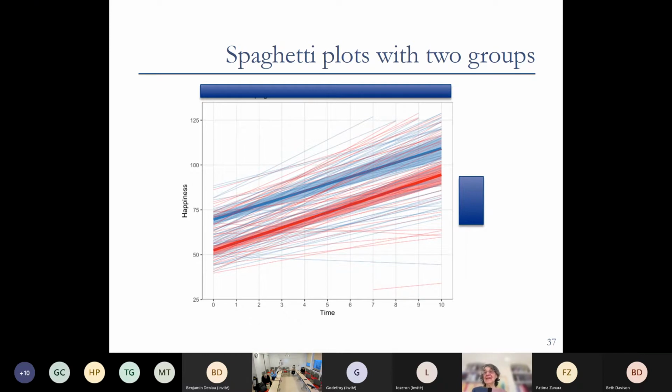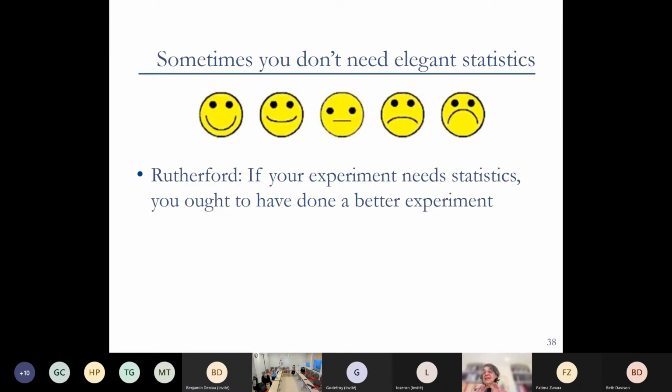Next slide. Now, sometimes, even in these complicated longitudinal data, you don't need elegant statistics. And there's a wonderful quote by Ernest Rutherford, the physicist, which, of course, we statisticians don't like. But if your experiment needs statistics, you ought to have done a better experiment. That's Rutherford. This is a visual analog scale where the left is no pain, and the right is the worst possible pain.